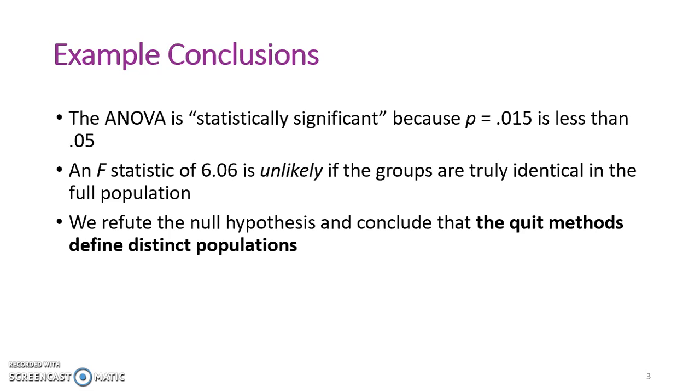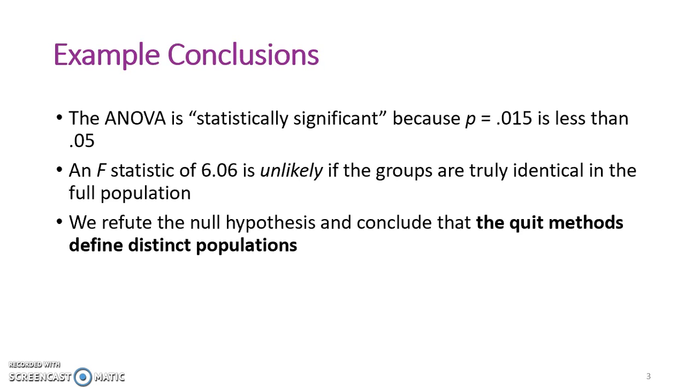So in our example, the ANOVA is statistically significant because the p-value associated with our calculated F-test was 0.015, and that's less than 0.05. The F statistic that was calculated from the mean squares was 6.06, and so the way that we would interpret this is that an F statistic of 6.06 is unlikely if the groups are truly identical in the full population. So this F statistic is unlikely if the groups are coming from the same population and we haven't created these new populations by assigning these different quit methods.